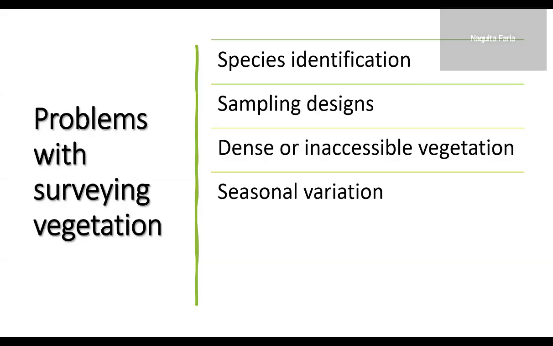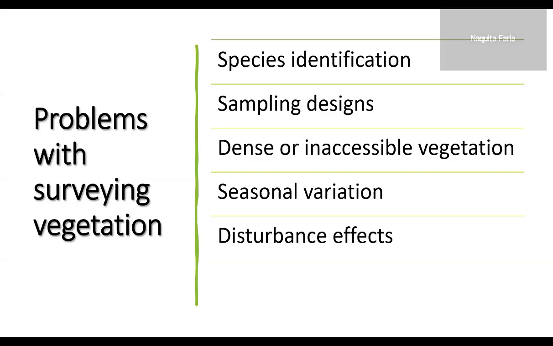Another problem is seasonal variation. With vegetation, what makes it easy to identify is obviously the inflorescence, or the flowers or the fruits, and this all depends on seasonality. A lot of the time we survey towards the end of the wet season in South Africa, which is February, March, because it's easier to identify plants then. But if people survey out of those seasons, when the inflorescence or the flowers have disappeared, it becomes very difficult to identify these plants.